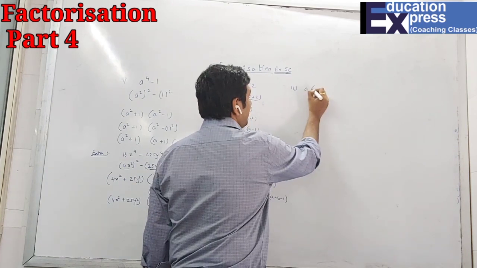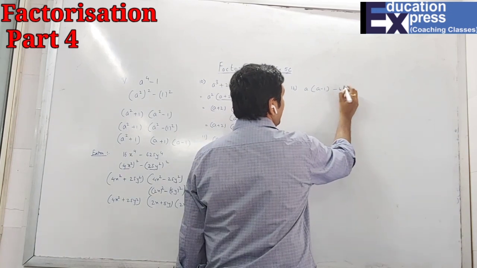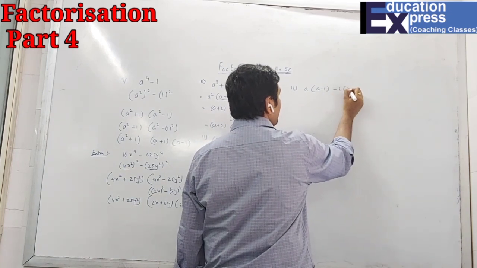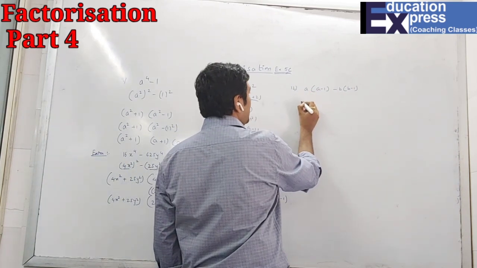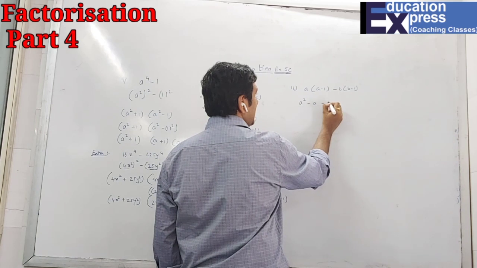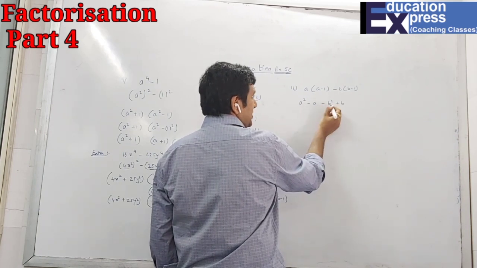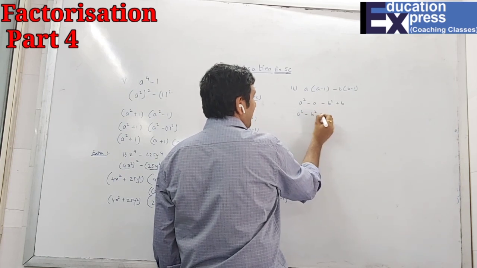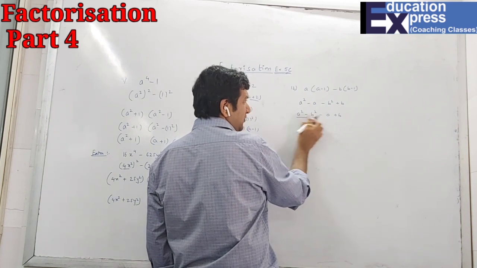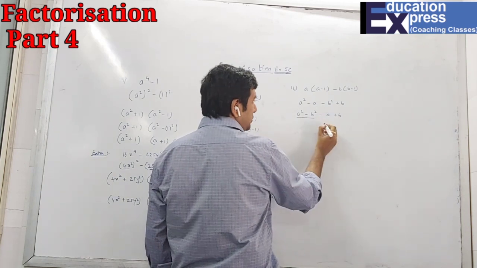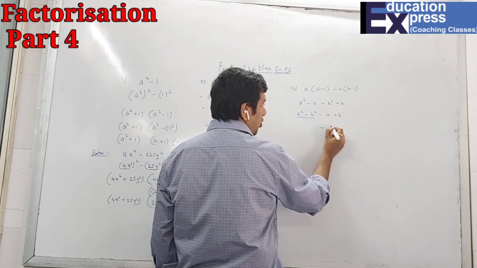A bracket a minus 1 minus b bracket b minus 1. So a into a is a square minus a minus b square plus b. So now a squares are added together. So here first is a, which is positive, but here a is negative. I have told you, no issues, you can make it positive by changing the sign. How? By taking the minus sign as common.